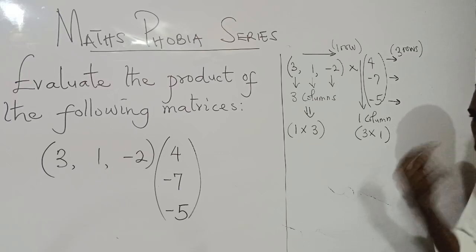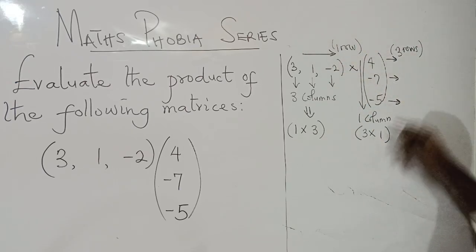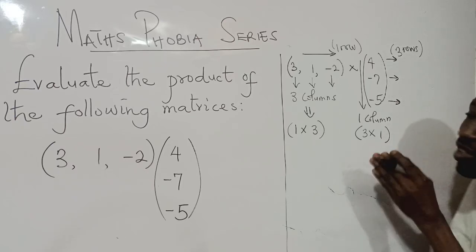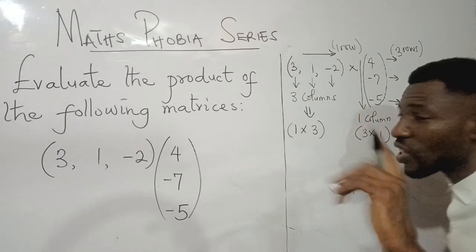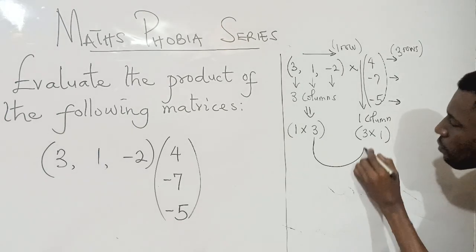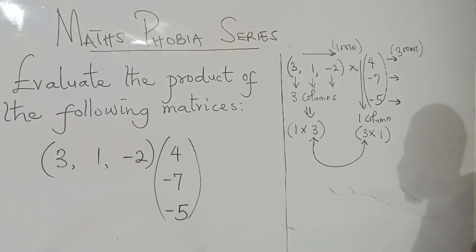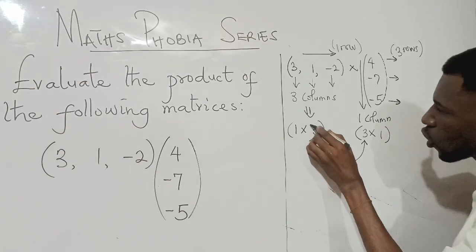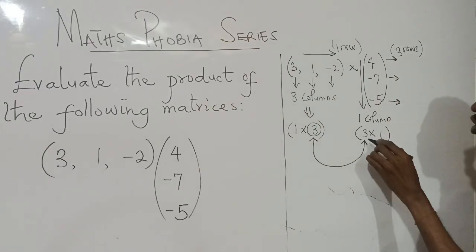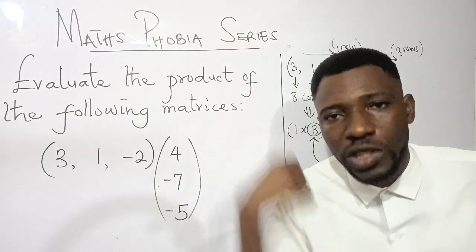So what is the condition? This 1 by 3 is called the order of this matrix. 3 by 1 is called the order of this matrix. So what is the condition for these two matrices to multiply? The condition is this. The number of columns in the first matrix must be equal to the number of rows in the second matrix. That's the condition. Number of columns here is 3. It must be equal to the number of rows in the second matrix, which is 3. If that holds, then it means we can multiply this matrix.